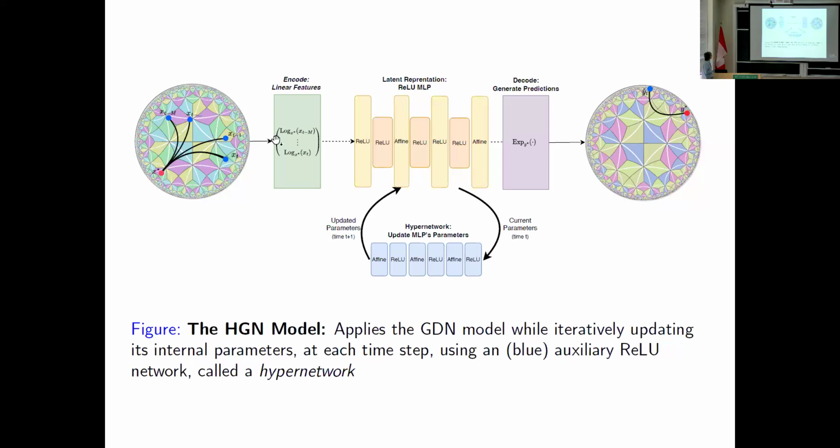So basically the encoding phase and the decoding phase are the same, but we have this hypernetwork that allows us to update the parameters from time t to time t plus 1. Okay.